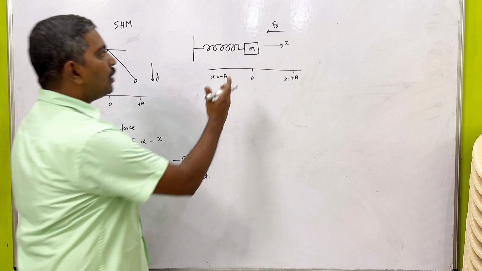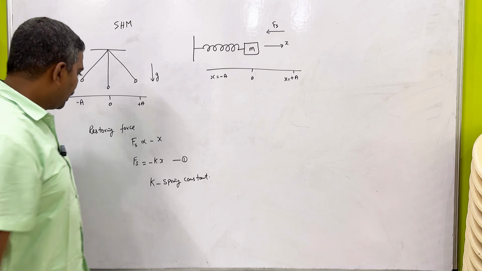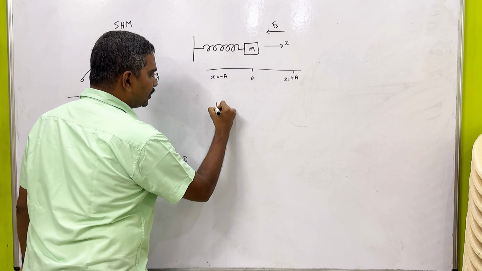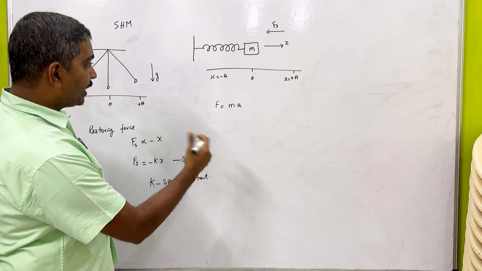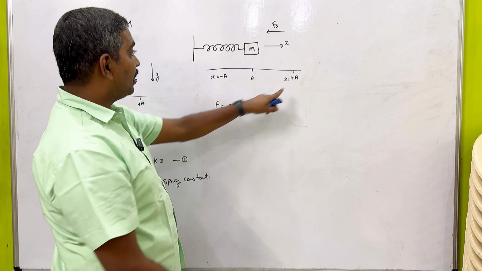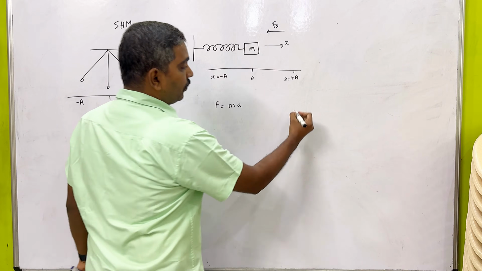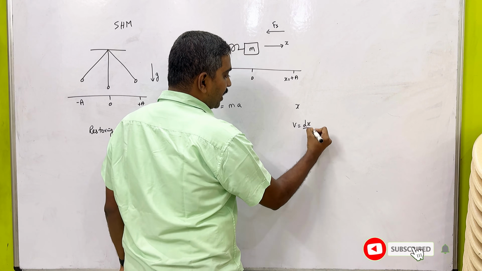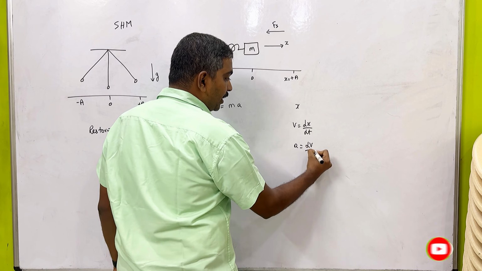Okay. So now it's going to oscillate from here to here. It's a to and fro motion about the mean position. So from Newton's second law, I can simply write F equals m into a. I can write this a in terms of my displacement, because here x is the variable. So x is your displacement, and I can write velocity equals dx by dt, and then my acceleration is dv by dt.